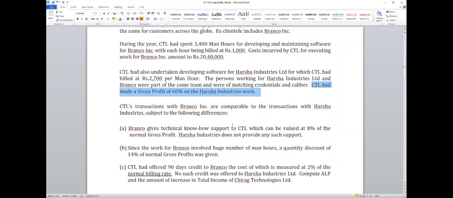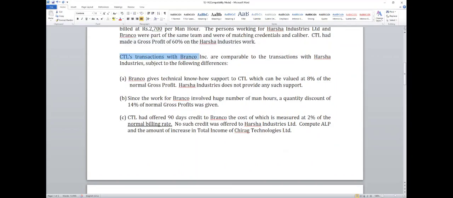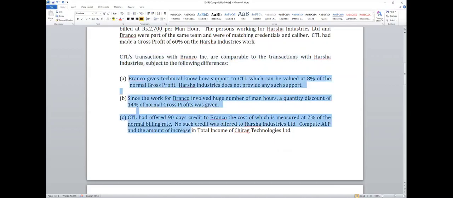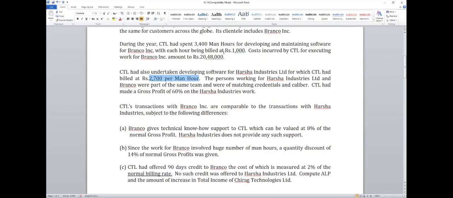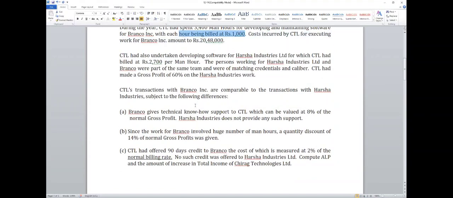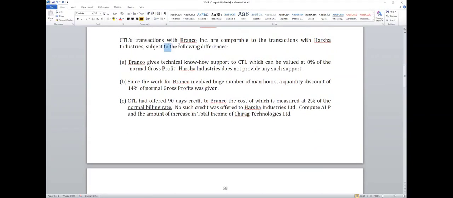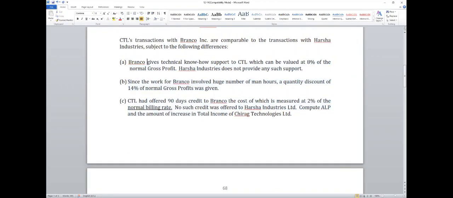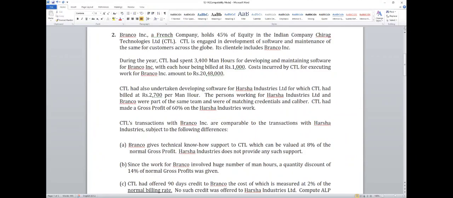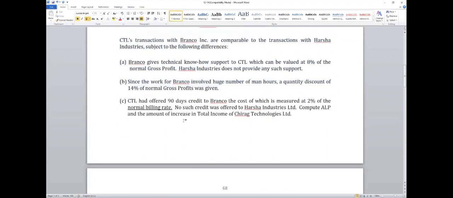Yes, sir. Okay. Now, CTL transactions with Branco Inc. are comparable to transactions with Harsha Industries subject to the following differences. These are the three adjustments. Now here it is 2,700 rupees per hour billing, whereas here it is 1,000 rupees per hour billing. So the question was raised and the following differences explanation was given. If you read, they are the same adjustments. If a sum of this type comes in the exam, students will ask for the same adjustments again.